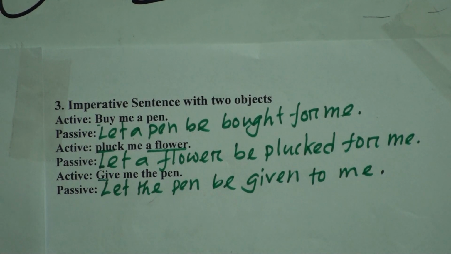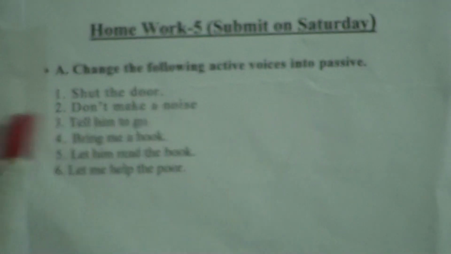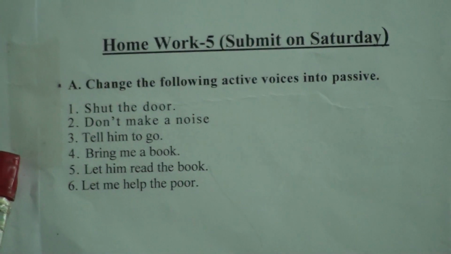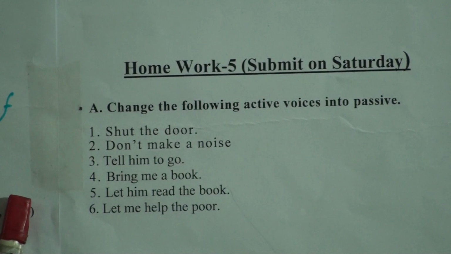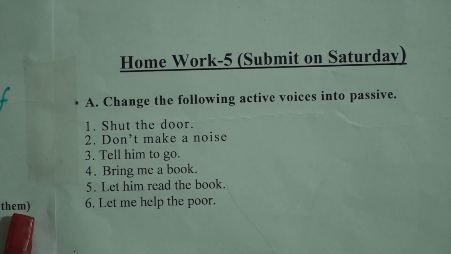So my dear students, your SW will be this one, SW homework 5, submit on Saturday. Change the following active voice into passive. Number 1, shut the door. Number 2, don't make a noise. Number 3, tell him to go. Number 4, bring me a book. Number 5, let him read the book. Number 6, let me help the poor. Okay, do your assigned SW at home.